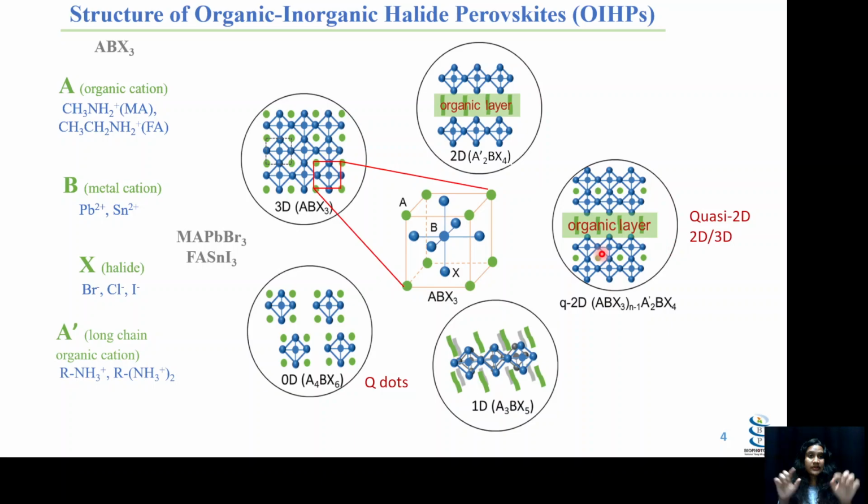There are also other dimensionalities in perovskites like one dimension perovskites, which have completely different chemical makeup or structural formula, and these grow only along one direction and they have dangling bonds on either side. And then there are zero dimension perovskites or perovskite quantum dots, which are just separated unit cells of the 3D perovskite structure. Let's move on to properties and applications of OIHPs.